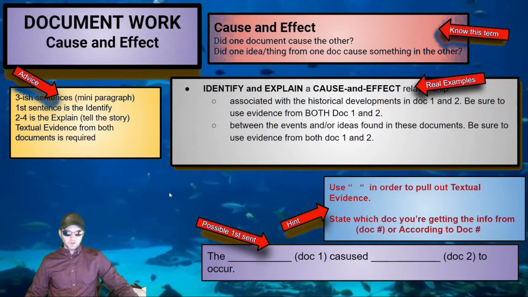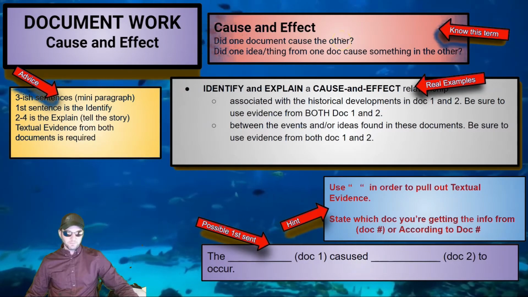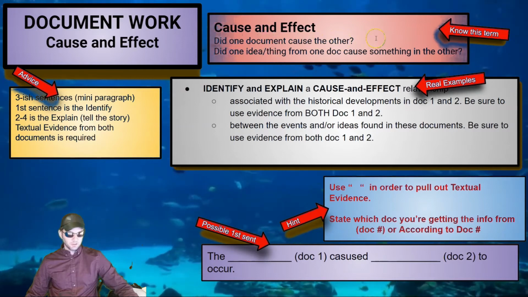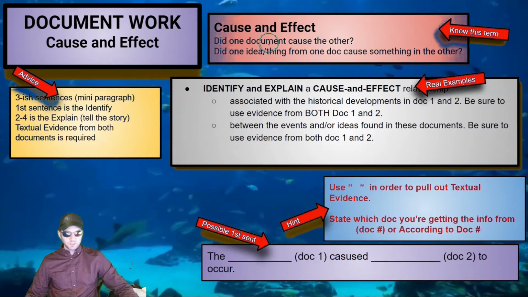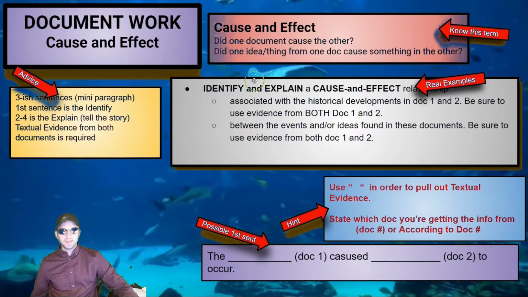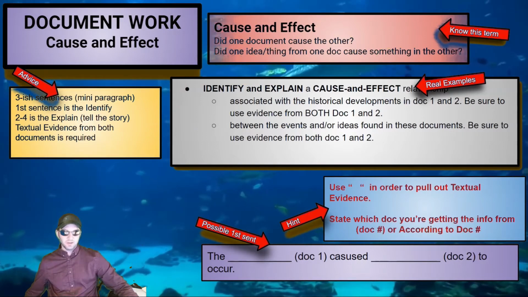Okay, so examining cause and effect first. Did one document cause the other? Did the topic of one document cause the topic of another? So remember, you always look for your document topics. So that's a possibility. One topic could have caused the other. Or did one idea or one thing from one of the documents cause something in the other?